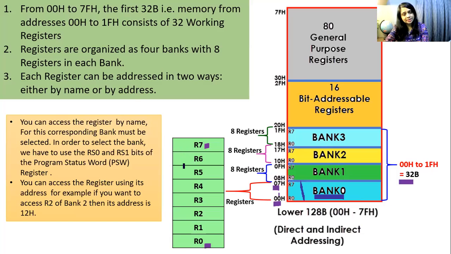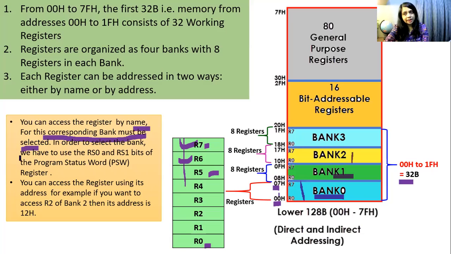If you want to access these registers by name, the corresponding bank must be selected. Because in bank 1 also there are 8 registers from R0 to R7, and in bank 2 also there are registers from R0 to R7. So how do I identify, if I say R5, whether it belongs to bank 0 or bank 2? For that purpose, if you want to access them by register names, you first have to select the register bank. But now how do we select this register bank?